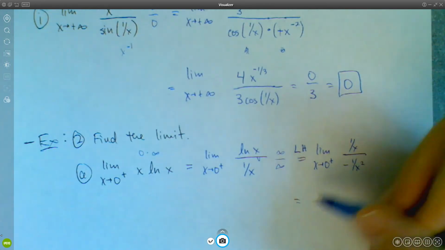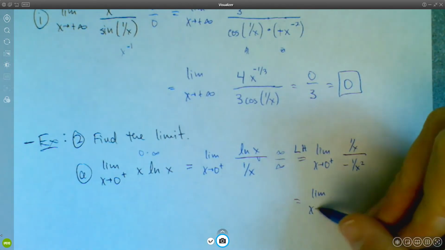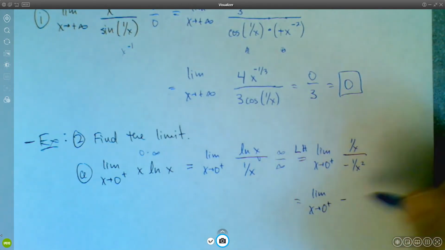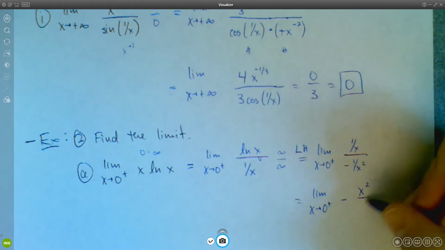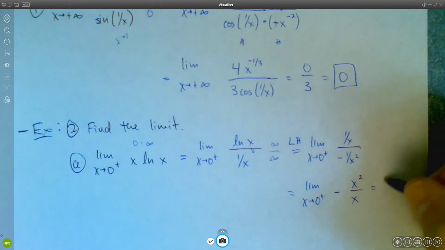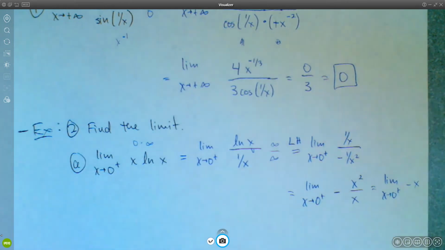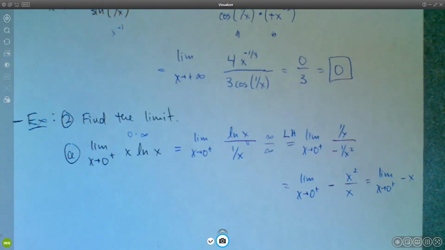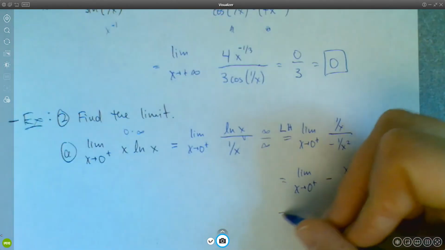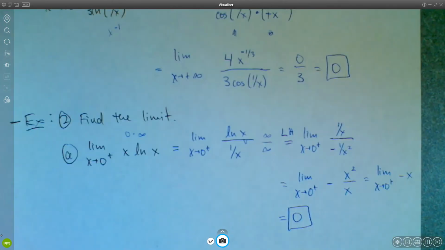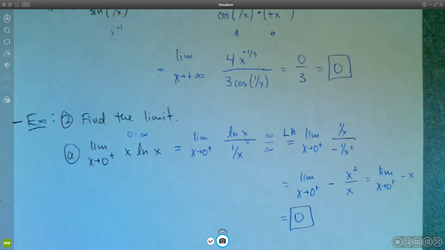I can simplify it. I can take the negative sign out here. If I flip and multiply, I would get x squared over x, or in other words, negative x. Okay? And as x approaches 0 from the right of that, well, it's just going to be 0, right? So this is just going to be 0. So that's how we tend to fix up these kinds of things. Let me give you a few more examples.